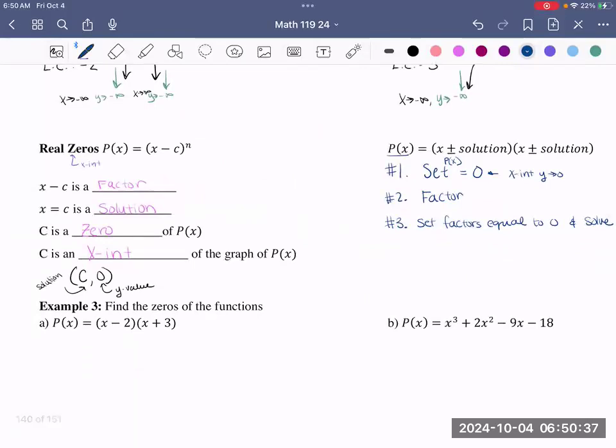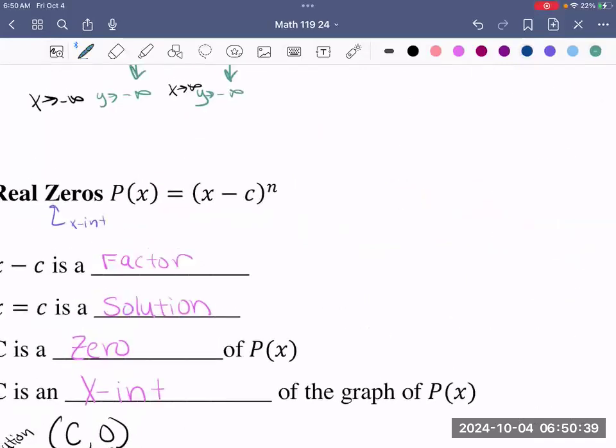Now, one last thing before I move on. If you have a degree on any sort of your parentheses, this is called your multiplicity. This multiplicity is there because it'll tell us, depending on the zero itself and the degree itself, you might have a bounce, a slide, or a pass.